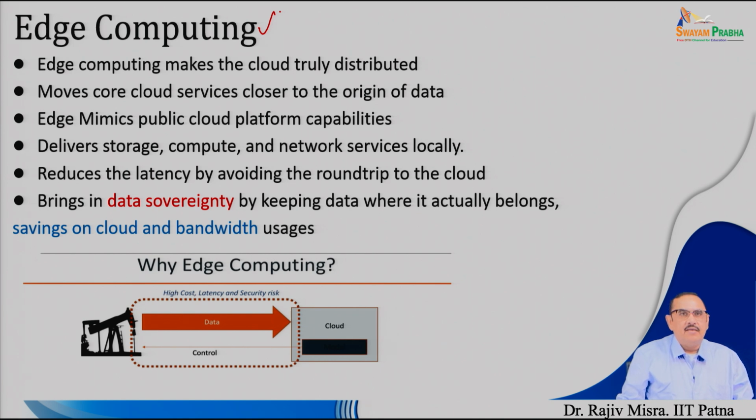So, we have understood through the wave of innovation that edge computing is going to make the cloud truly distributed. Earlier the cloud was highly centralized, globally centralized. Now, with the help of edge computing, it will make the cloud truly distributed. Once you say distributed, that means scalability will be there. It is going to support a large number of IoT deployments.